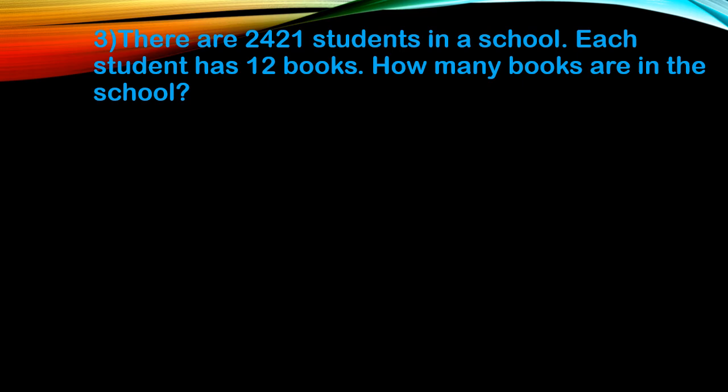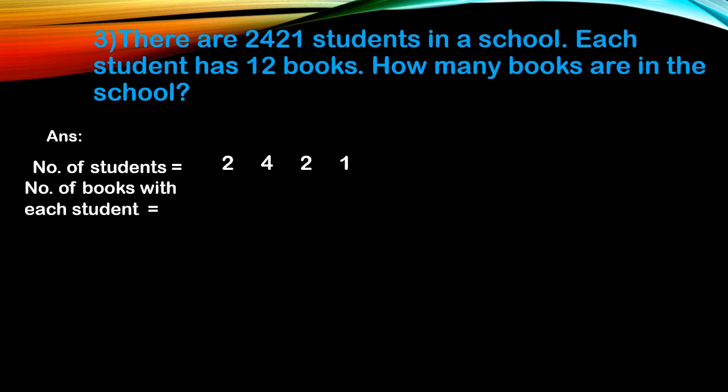So to find out the total number of books, we have to multiply 2,421 by 12. So number of students is equal to 2,421. Then number of books with each student is equal to 12. Okay, to find out the total number of books, we have to multiply. So 2 1s are 2, 2 2s are 4. Then 2 4s are 8, 2 2s are 4.